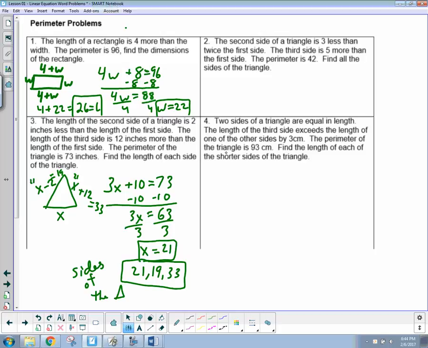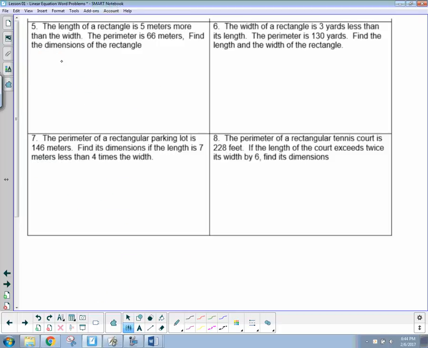Number 5, length of a rectangle is 5 meters more than the width. The perimeter is 66 meters. Find the dimensions. So, more than, so we're adding 5 to both sides. W's over there. Okay? 1, 2, 3, 4 W's plus 5 and 5 is 10. Should equal the perimeter. Subtract 10.